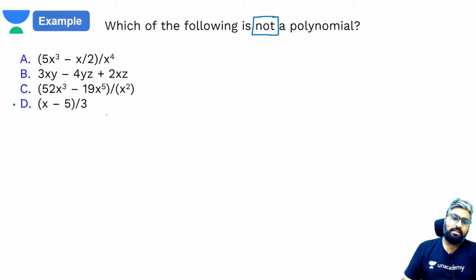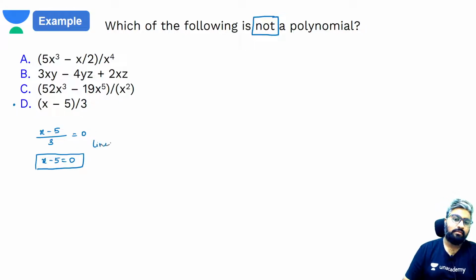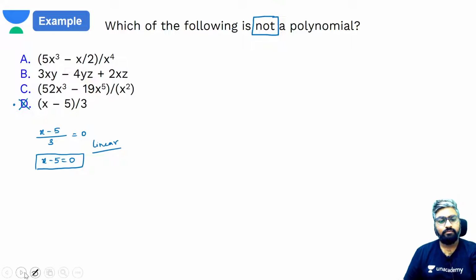So if I equate this to 0, x minus 5 by 3 इक्वल टू 0, ये पॉलिनोमियल इक्वेशन ही तो हुआ. x माइनस 5 इज इक्वल टू 0. पॉलिनोमियल है ना, लीनियर है. लीनियर. D इज अ पॉलिनोमियल इक्वेशन. D पॉलिनोमियल है. देखो A ट्राई करो.